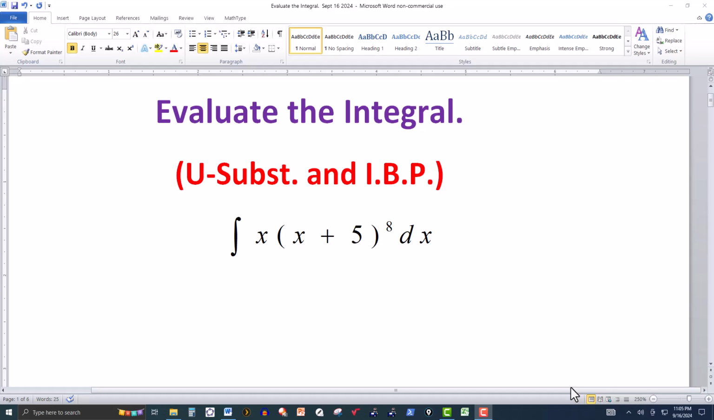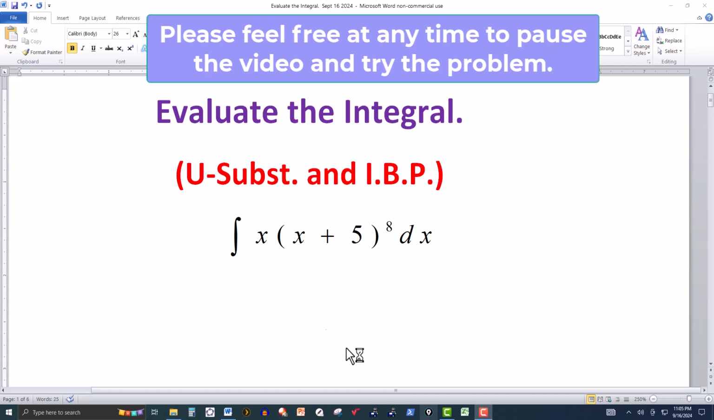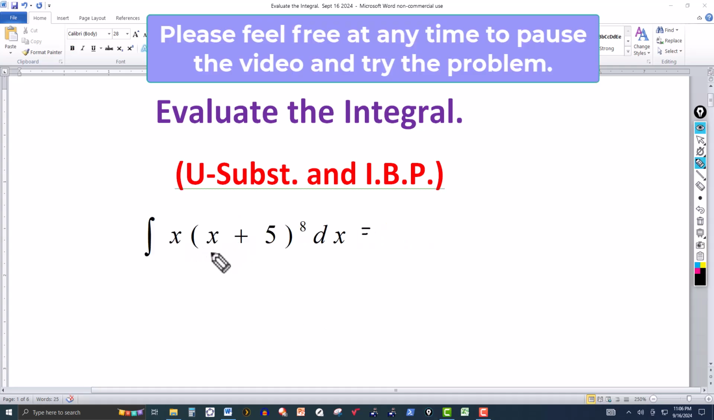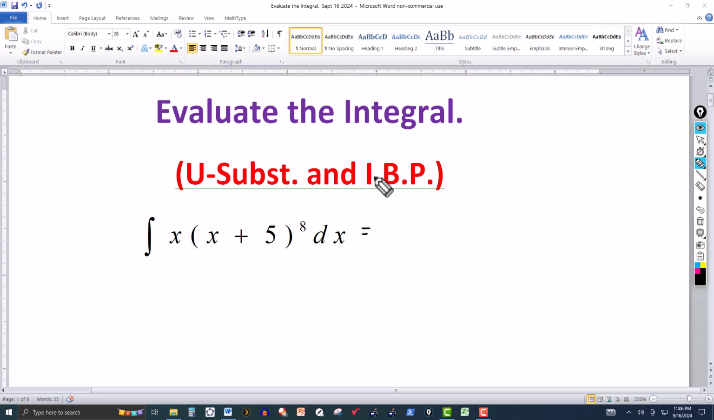In this video, we have the integral of x multiplied by (x + 5)^8, and we're going to evaluate it using u-substitution and integration by parts. Of course, you could also do it the long way and expand it, but you don't want to do that. So I did the u-substitution first.